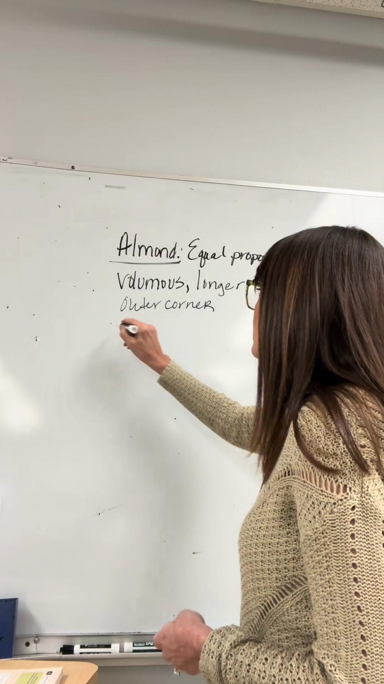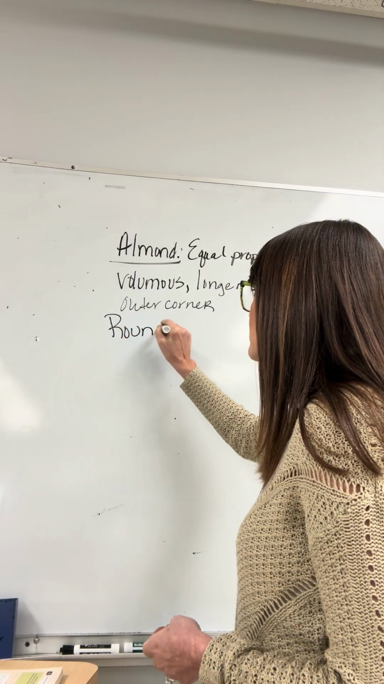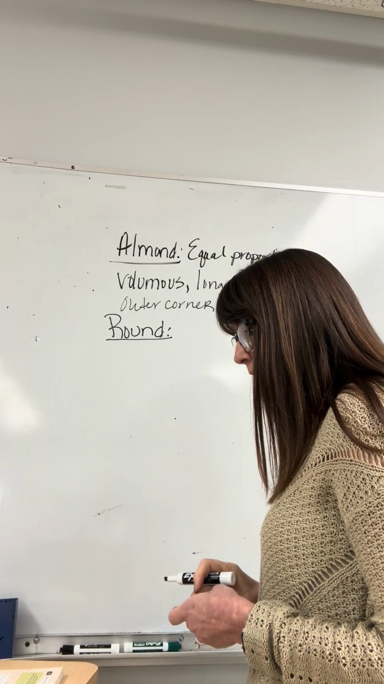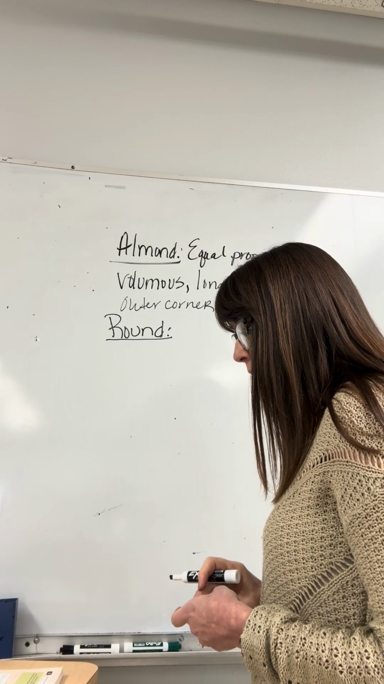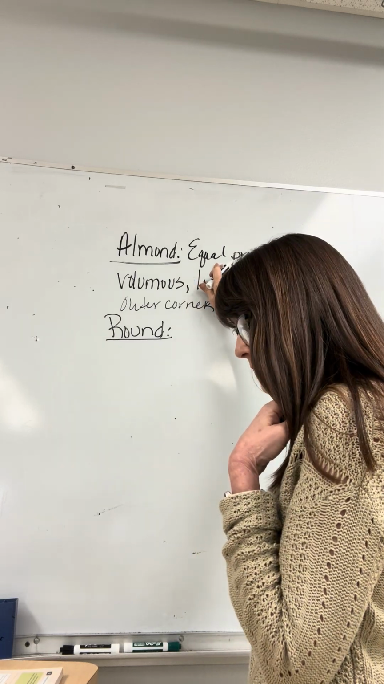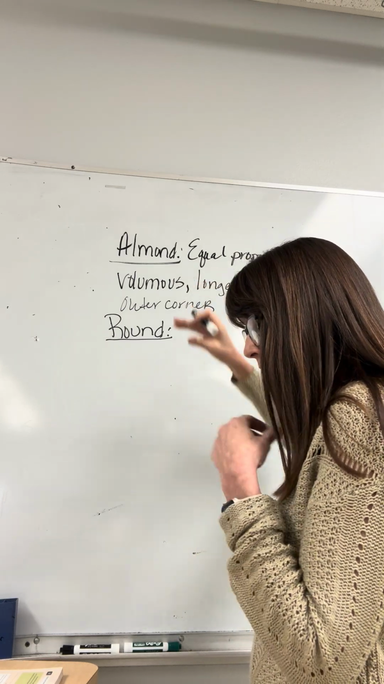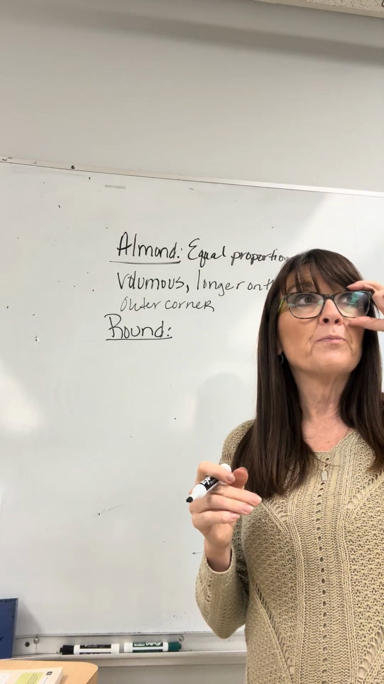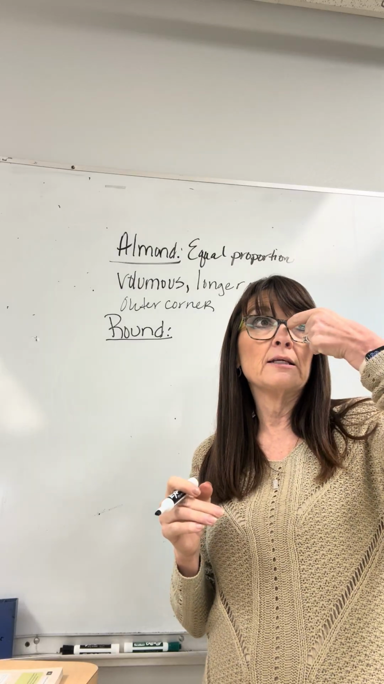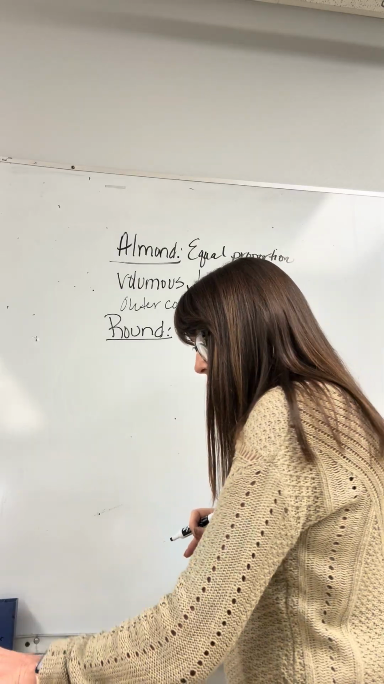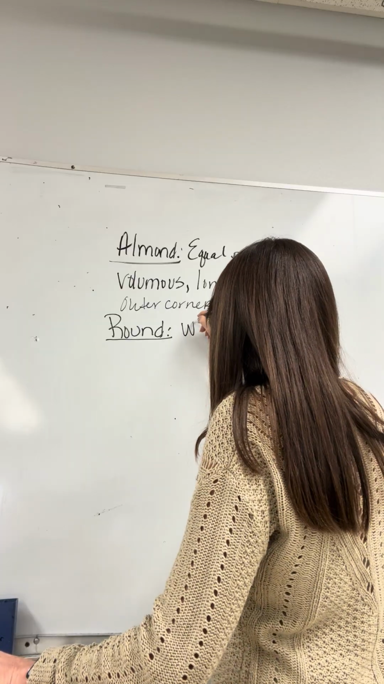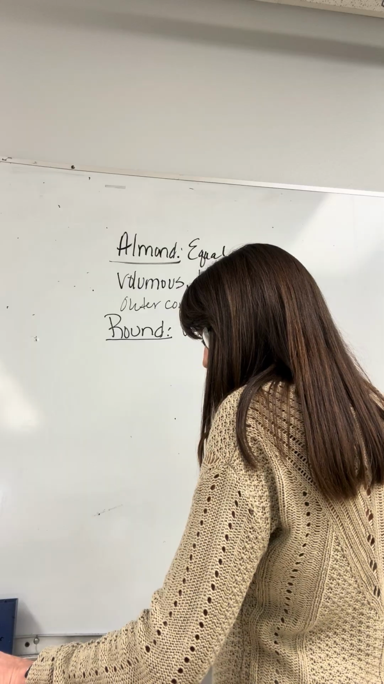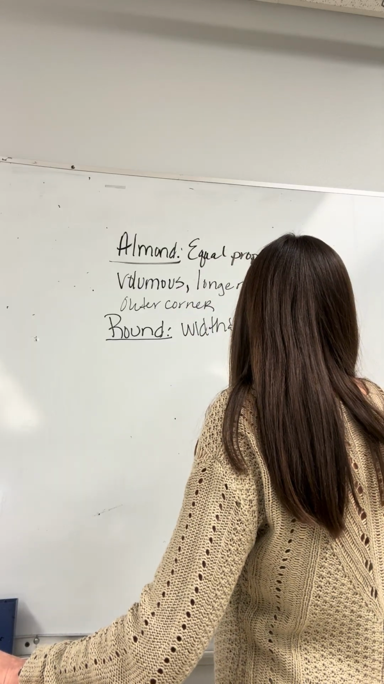Okay, now we go to the round, and I did a little bit of a description on the round yesterday. This is where the eye width and height are equal. This is equal proportions, an eye where the width and the height are equal, so the eye looks more round. It's much broader through this part, and this part is the same. So we have width and height are equal.